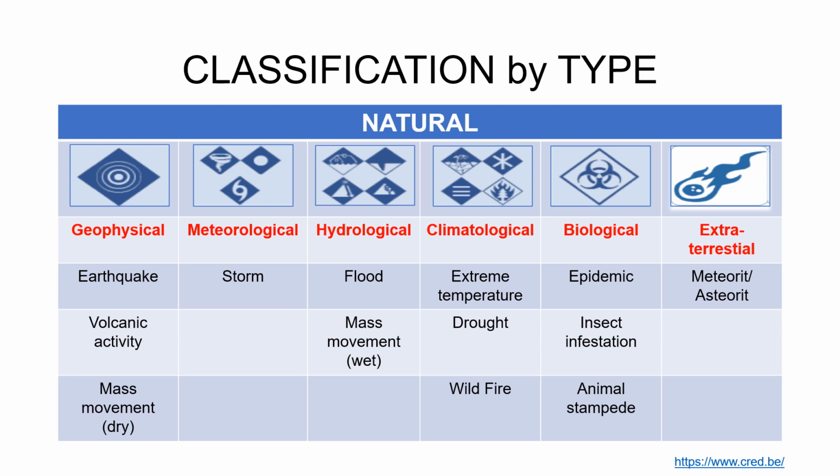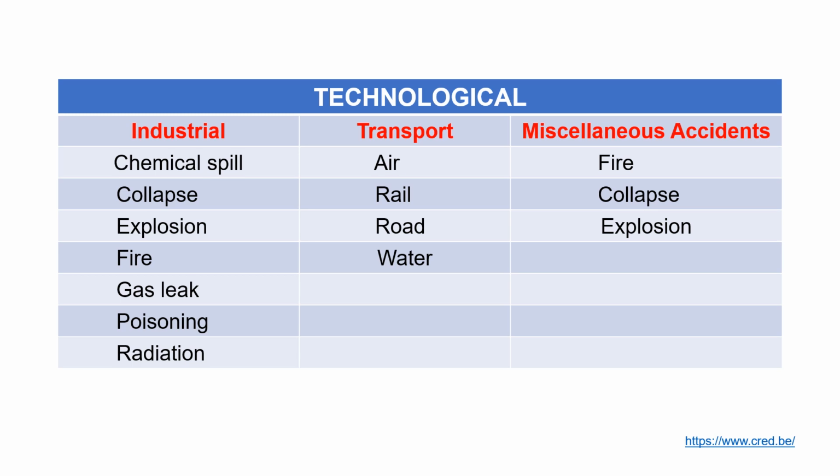Biological are events caused by exposure to pathogenic microorganisms, toxins, and bacteria, under which would fall epidemics, insect infestation, and animal stampede. And extraterrestrial events are those caused by asteroids, meteoroids, and comets as they pass near the Earth or enter the Earth's atmosphere. A technological disaster is a catastrophic event that is caused by either human error in controlling technology or a malfunction of a technology system.